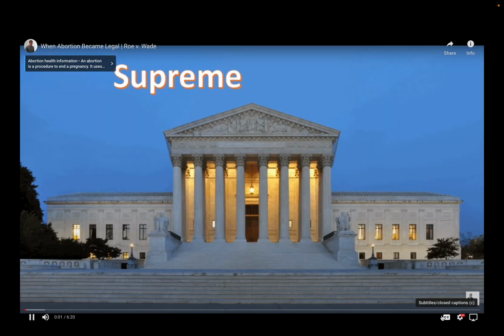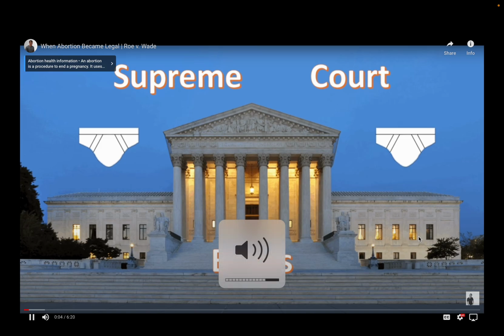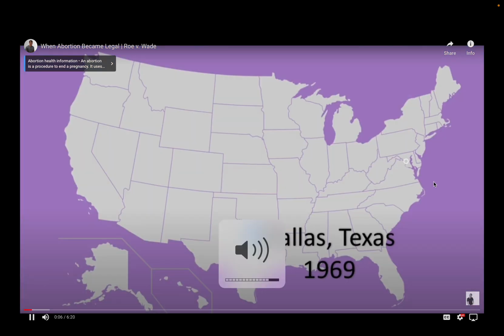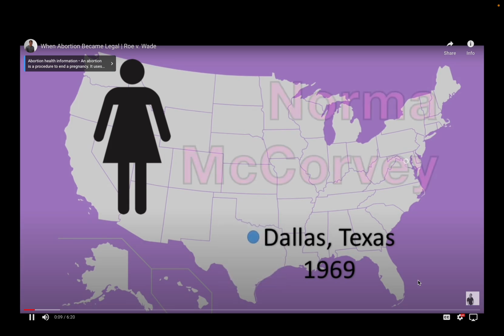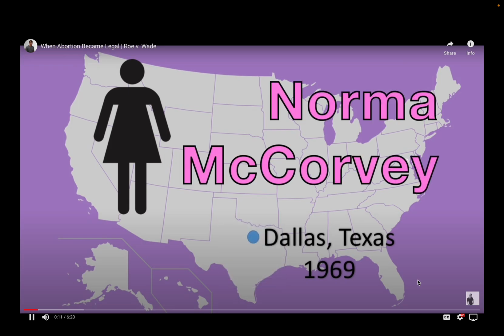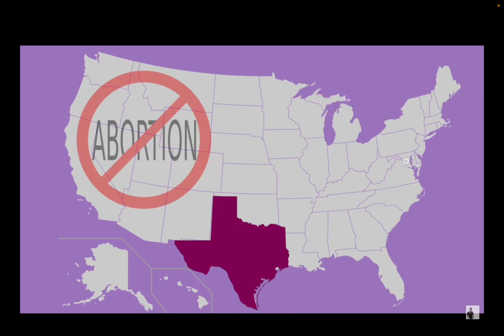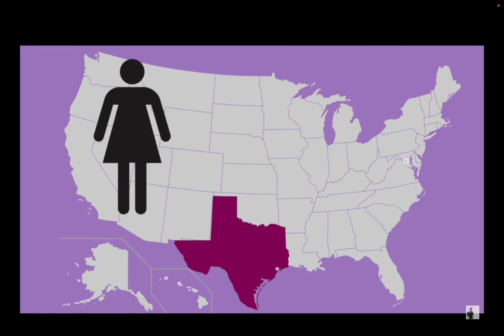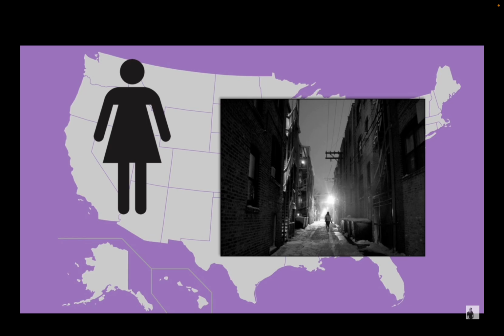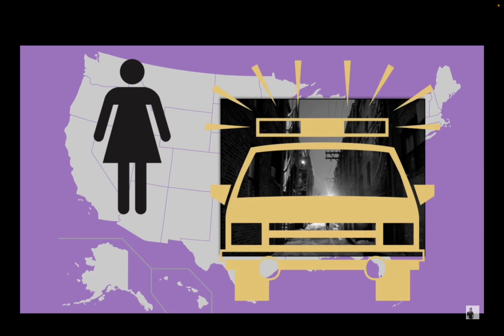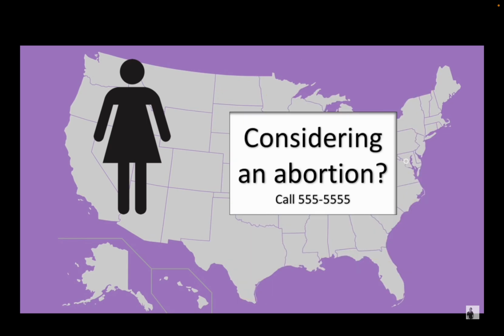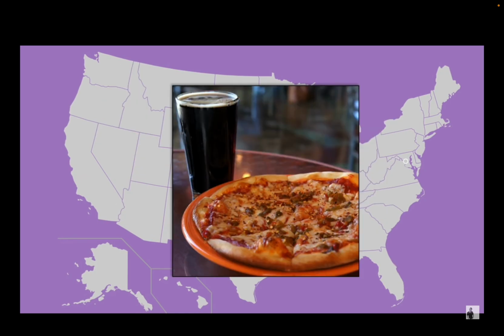Mr. Beat presents Supreme Court Briefs. Dallas, Texas, 1969. A young woman named Norma McCorvey was single, pregnant, and scared about her future. She wanted an abortion, but in Texas, abortions were illegal, except in cases in which the mother's life was in danger. McCorvey had planned on having one anyway at an illegal clinic. However, police shut down that clinic. Desperate, Norma soon found out that 2 lawyers were looking for women who were seeking abortions in order to fight the Texas law that banned them. They promised pizza and beer, so Norma came.